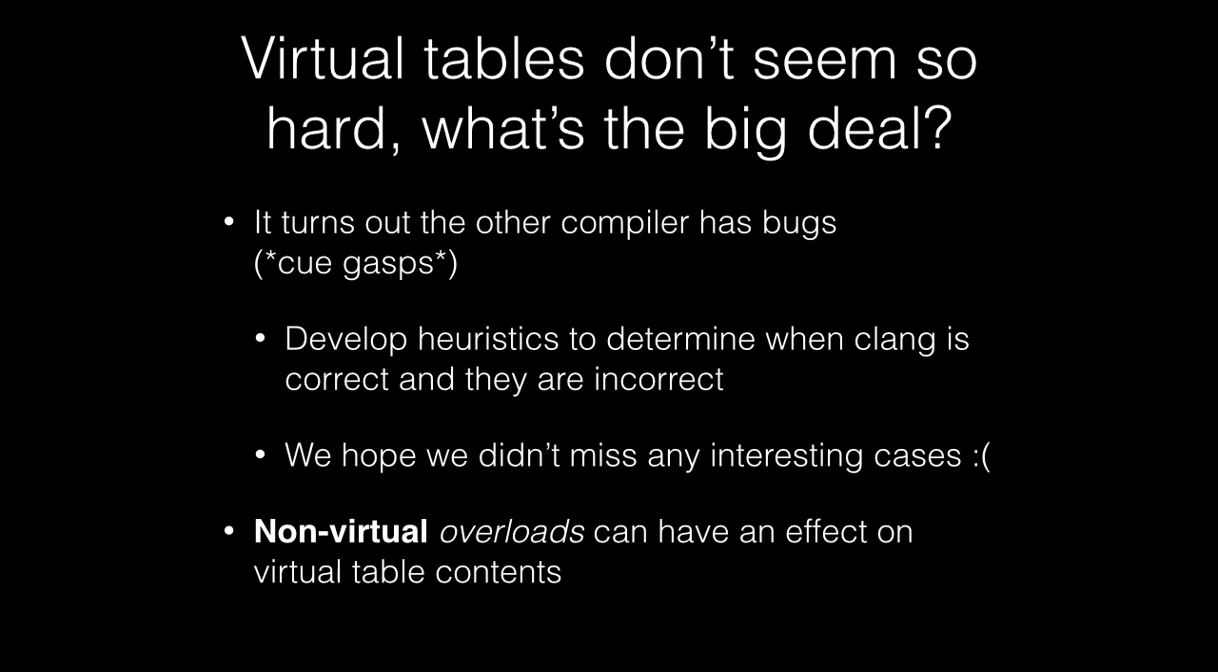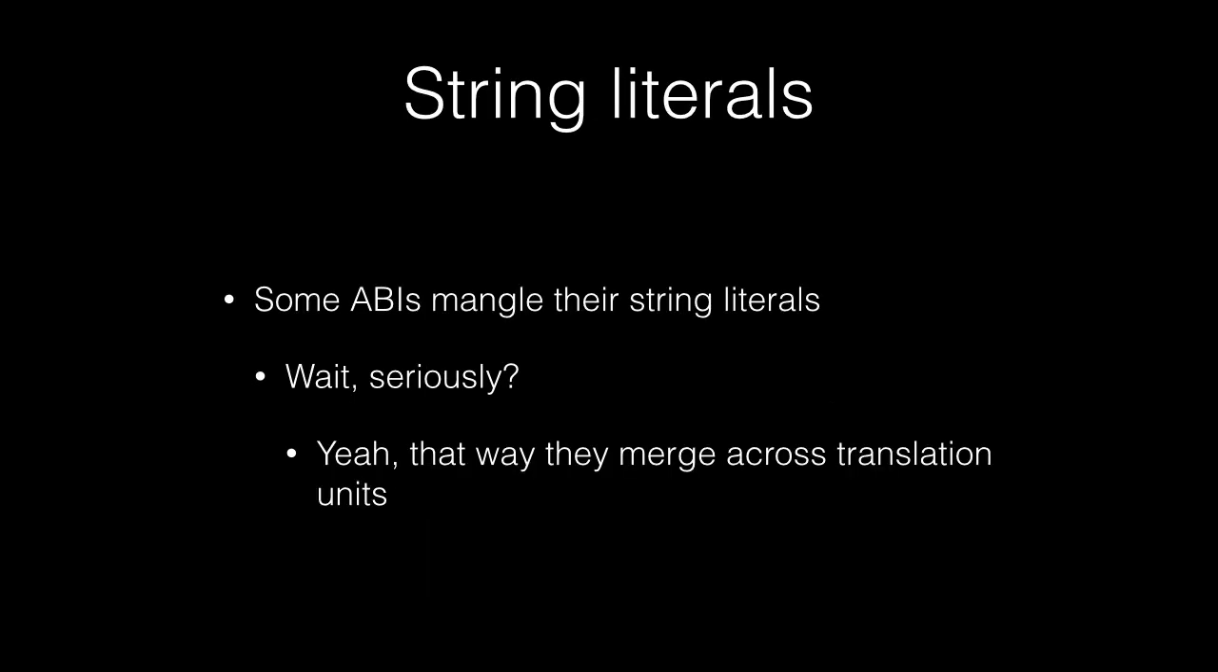And I would imagine to most people writing tests for a C++ ABI that your non-virtual overloads can actually change the behavior of your virtual things. And then string literals, that's a thing that matters. They can be mangled. What does it even mean? Why? Well, it turns out that under this ABI, the only way to get string literals to merge together across translation units is if you give the string literals a name. You got to give them a name, and then they can sort of fold into each other.